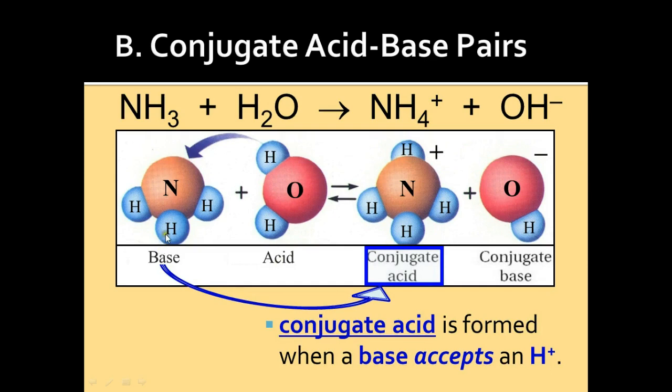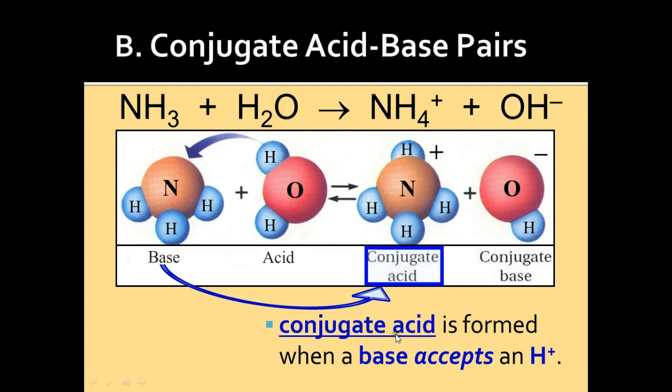So here we have a base, and a base normally takes in a proton. So you can see here with this arrow, it took in the proton. And then at the end of this reaction, we have a base here with three hydrogens and this one proton here. And then we have this water molecule with OH and just negative. And so because this base took a hydrogen, now it's ready to give it away, and acids are proton donors.